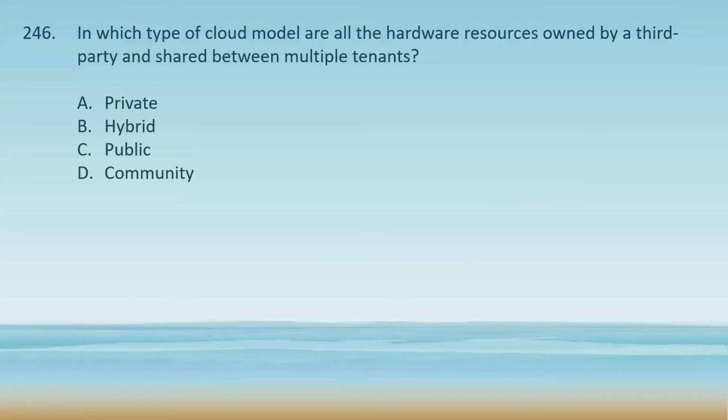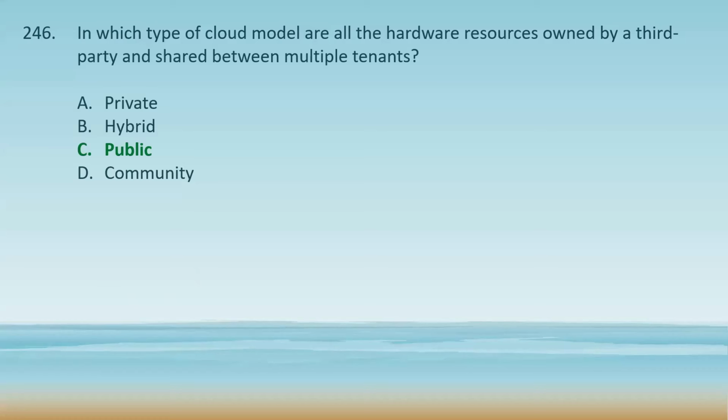Question number 246. In which type of cloud model are all the hardware resources owned by a third party and shared between multiple tenants? Your options are private, hybrid, public, and community. And the correct answer here is public.